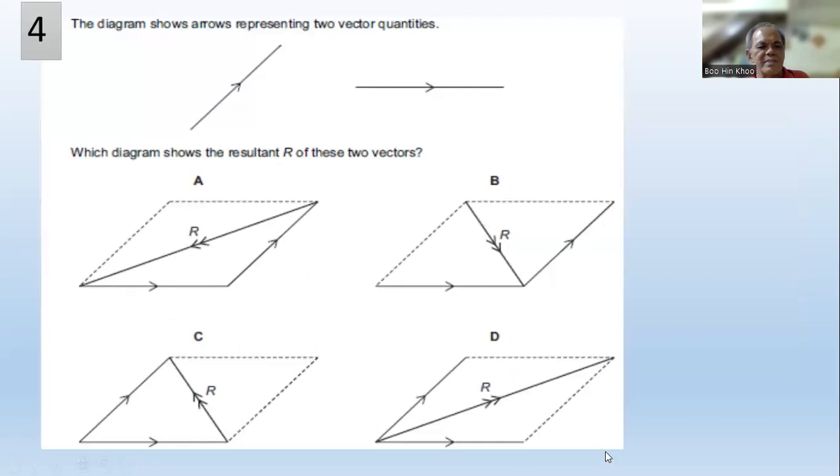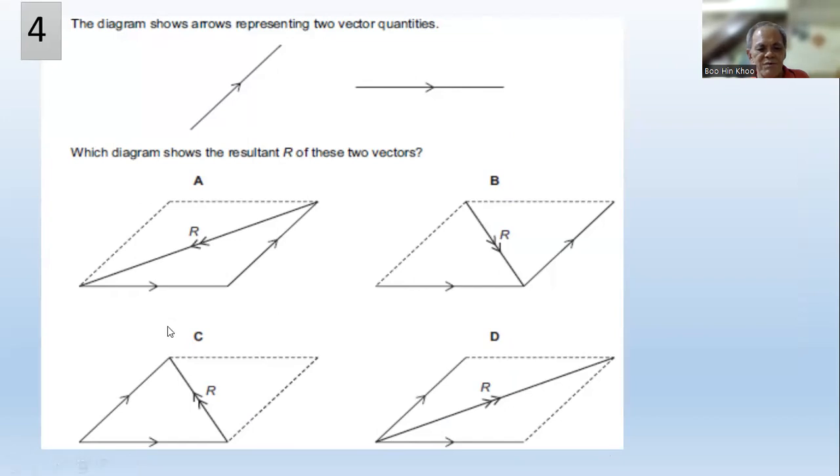Have a go at this one. Diagram, this is a partial question. It shows arrows representing two vector quantities. Which diagram shows the resultant of these two vectors? So they are using the parallelogram rule, right? We must start the two at the same point.